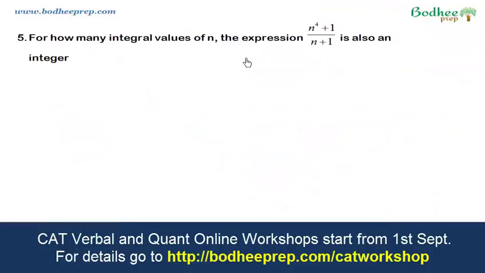Now we need to find how many integral values of n exist such that this expression is also an integer. Now again we'll be applying the concept of binomial and numbers here. So we all know that n to the power 4 plus 1 divided by n plus 1 is given, and if I want to expand, say, x plus 1 to the power 4, then the expansion is x to the power 4 plus 4x cube plus 6x square plus 4x plus 1, right?